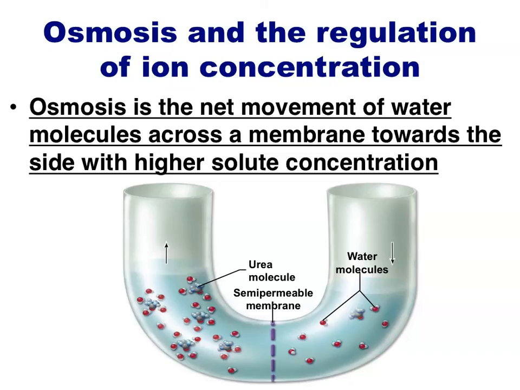In this example, there is a semi-permeable membrane in the middle of this U-shaped tube. This membrane is permeable to water, but not permeable to urea, which in this case is the solute. On one side of the U-shaped tube, the concentration of solutes is higher. Water molecules will naturally diffuse across the membrane towards the side with the higher solute concentration.